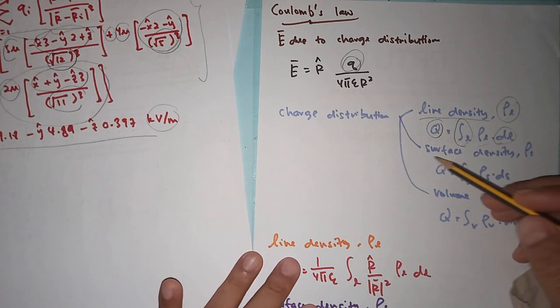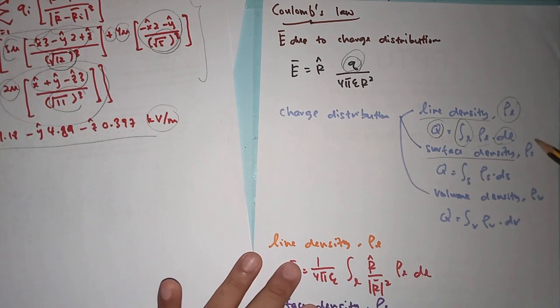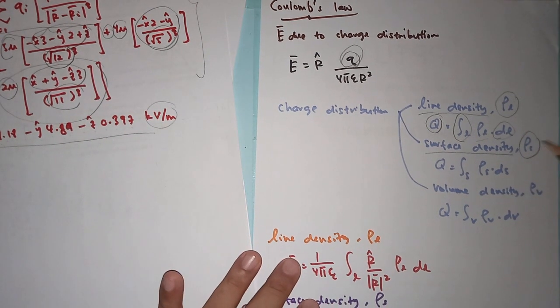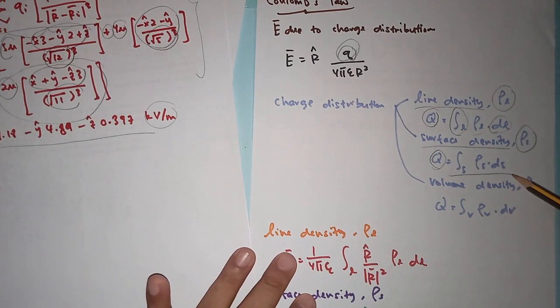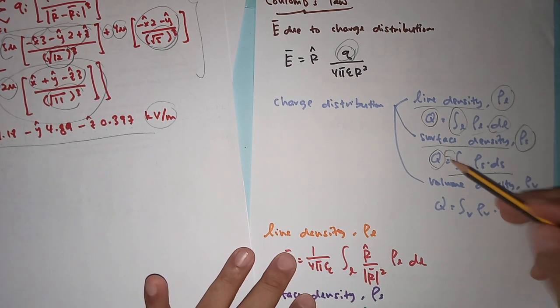If we have the charge in a surface density value, we have rho S here. In order to find the total charge on a surface, we need to perform a surface integration of rho S dot dS to find the total charge.